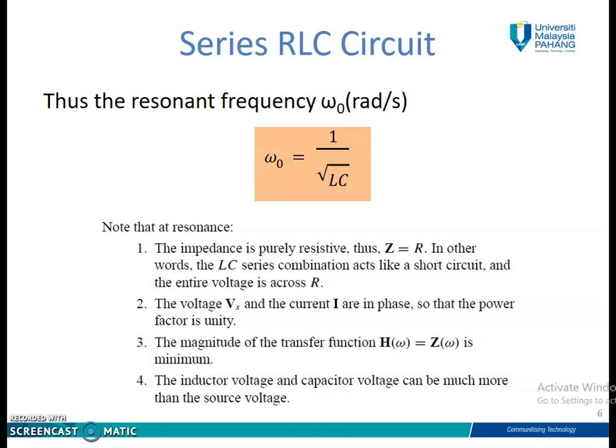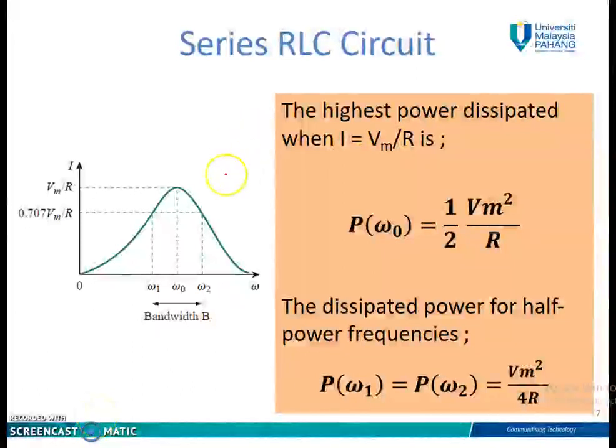Third, the magnitude of the transfer function is minimum. Fourth, the inductor voltage and capacitor voltage can be much more than the source voltage. Refer to this graph, the highest power dissipate occurs at resonance when I is equal to Vm over R. So the highest power dissipate is equal to 1 over 2 times Vm square over R.